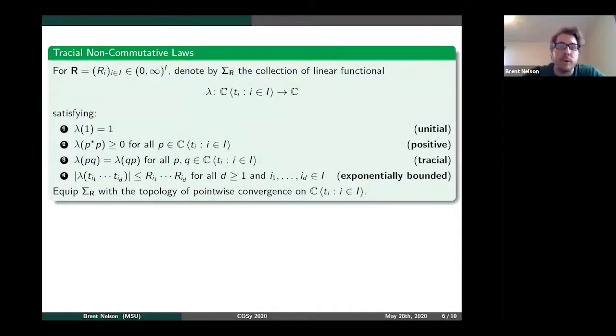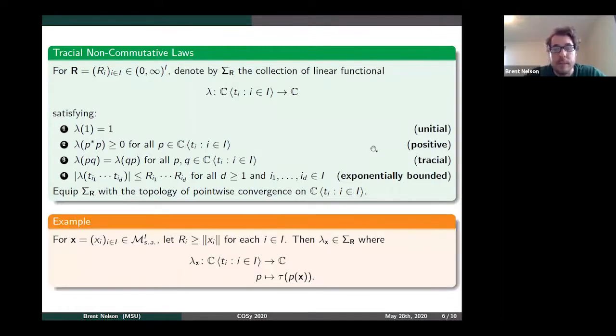By a tracial non-commutative law, I'll mean a linear functional like this. First of all, we're going to have a fixed tuple of positive numbers R_i, and then Sigma_R is going to be all linear functionals from the algebra of abstract polynomials into C, satisfying these 4 conditions. I want them to be unital, I want them to be positive, and I want them to be tracial. And then the last condition is this exponentially bounded condition. I want the value of a monomial to be bounded always by the product of these R's, okay? Then we can take this family of linear functionals and endow it with a simple topology of just pointwise convergence on this algebra.